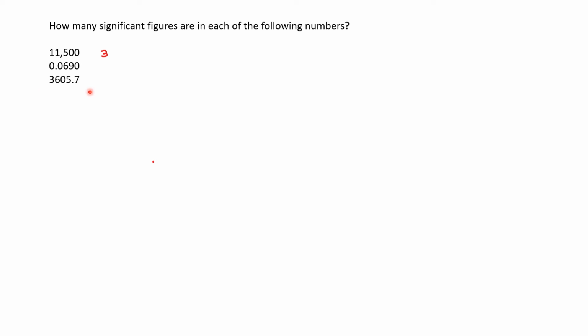Let's go to the second number, 0.0690. This one has two leading zeros and those are not significant. However, this zero is after a decimal place. That means it is significant. So we have 3 significant figures. In this number, there's a zero in between that makes it significant. So this one has 5 significant figures in total.